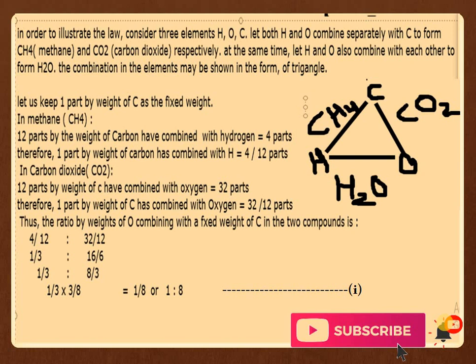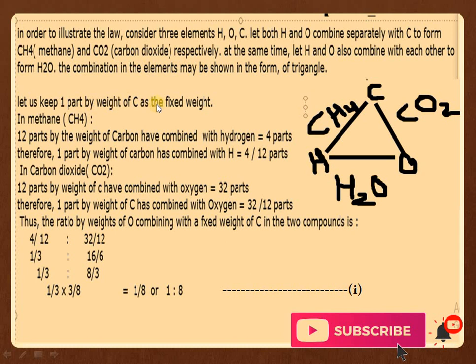For example, consider three elements: hydrogen, oxygen and carbon. Let hydrogen and oxygen combine separately with carbon to form methane and carbon dioxide respectively. At the same time, let hydrogen and oxygen also combine with each other to form water. The combination of the elements is shown in the form of a triangle where the three vertices are carbon, oxygen and hydrogen. Carbon with hydrogen gives methane, CH4. Carbon and oxygen give CO2, carbon dioxide, and hydrogen and oxygen give H2O, that is water.